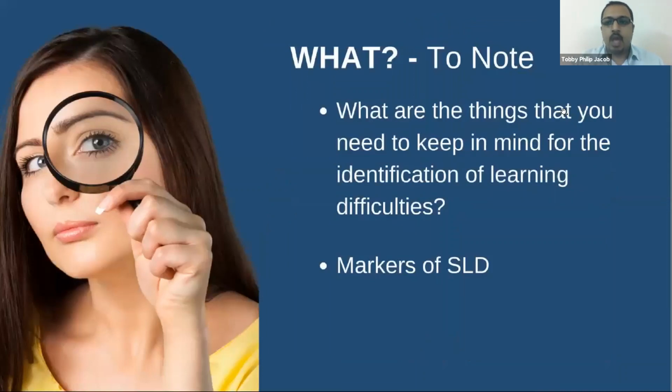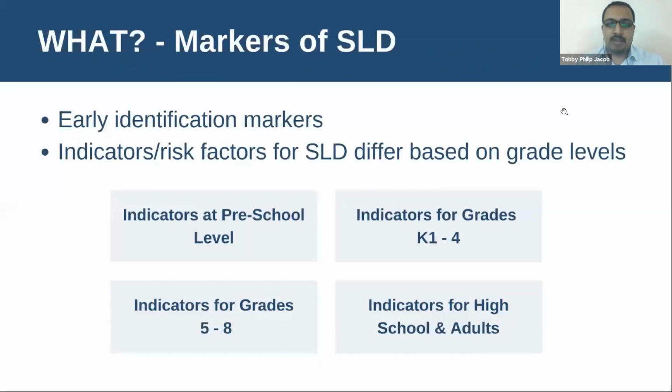Okay. What are the things to keep in mind for the identification of learning difficulties? A child will have issues that are prominent in the eyes of a teacher, a parent, or somebody else. But they might not even be prominent in front of others. Those are known as markers of SLD, or indicators. I will be explaining some of the indicators on the next set of slides.